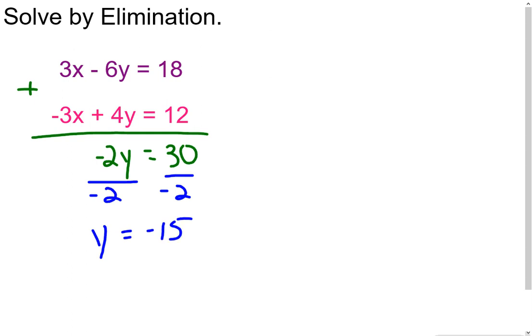And in this case, I can, by dividing both sides by -2, and I find out that y equals -15. Now, to figure out what x is, we just need to take this y value and plug it back into one of those equations. It does not matter which one we plug it back into. I'm going to choose the first one for no particular reason.